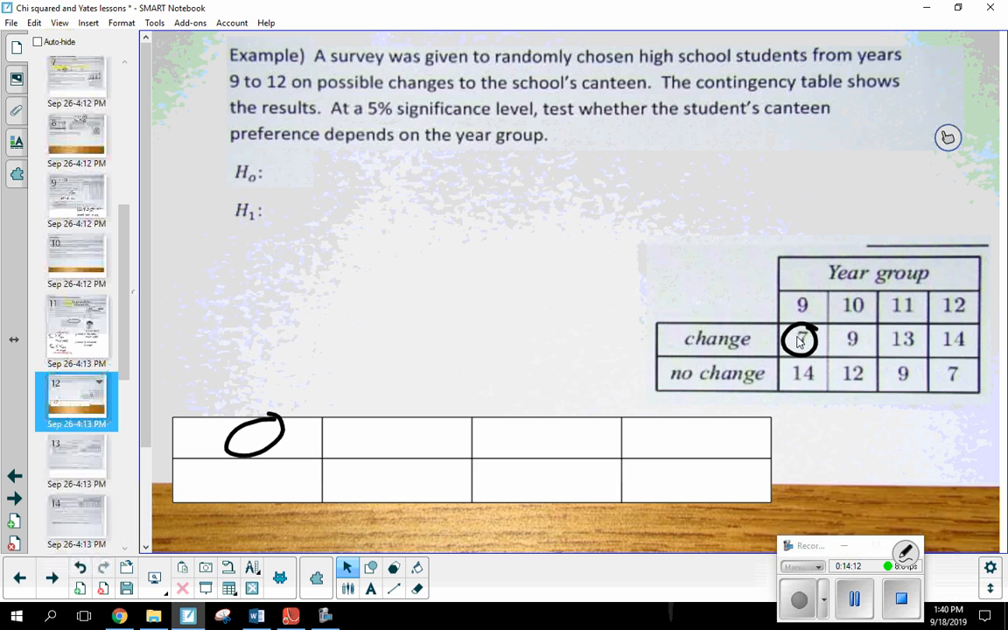Take a few seconds to fill those in. Like this first one right here, that would be 21. Fill in the rest of the columns, fill in the 2 rows, and let's see how many people belong to this survey. That's always going to go in the bottom right.